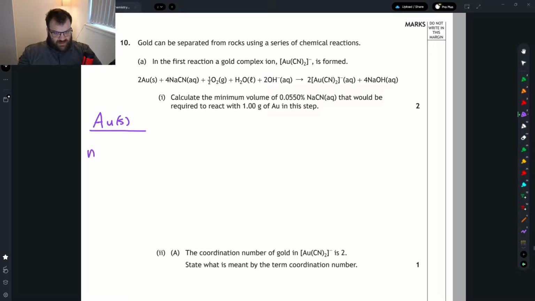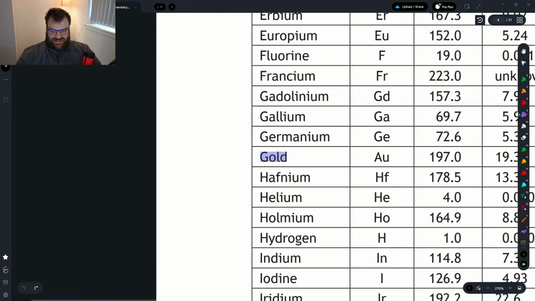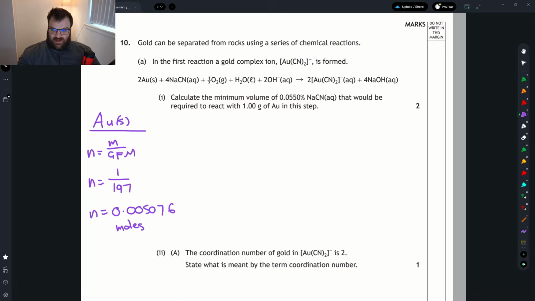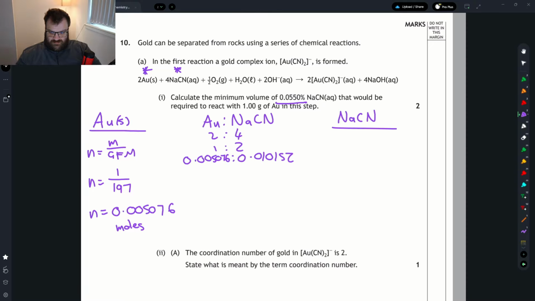Okay, so job 1 I would say would be work out the number of moles. So there's 197. And then we are doing a ratio between these two. So Au to NaCN. Well, if it's 2 to 4, that's 1 to 2. Means I need to double our answer here.